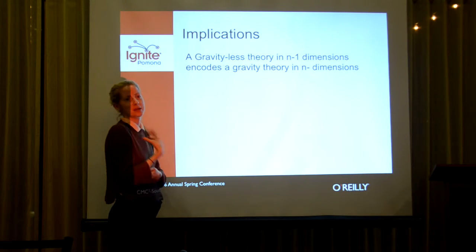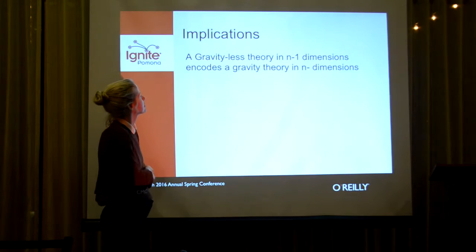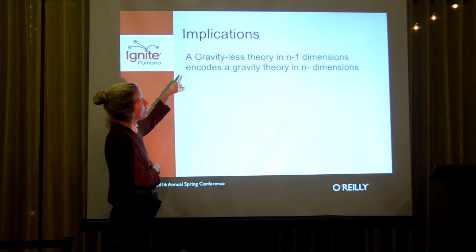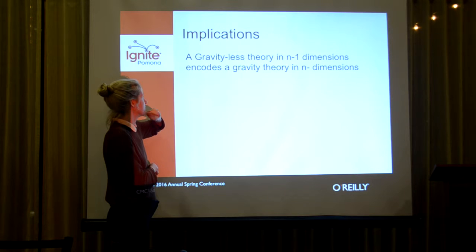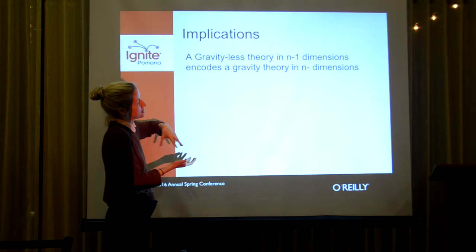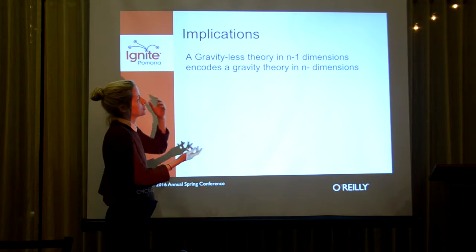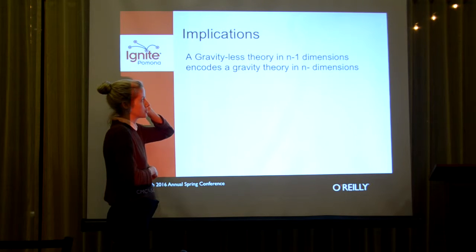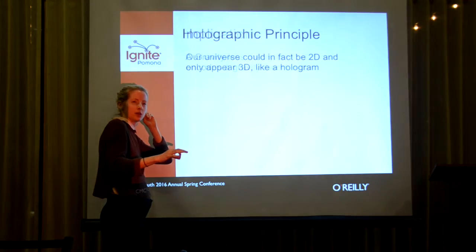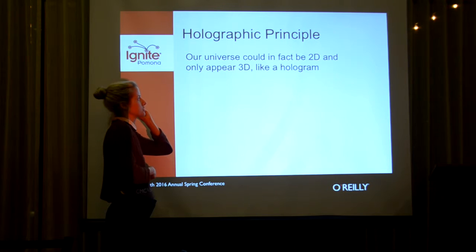What have we done? It's not me, I'm trying to get there. So what are the implications? This is pretty crazy. A gravityless theory in n-1 dimensions is going to encode a gravity theory in n dimensions. So how in the world have you done that? Well, I was trying to tie in, maybe it's like a variety notion. Maybe it's some kind of smaller zero set that you've blown up.